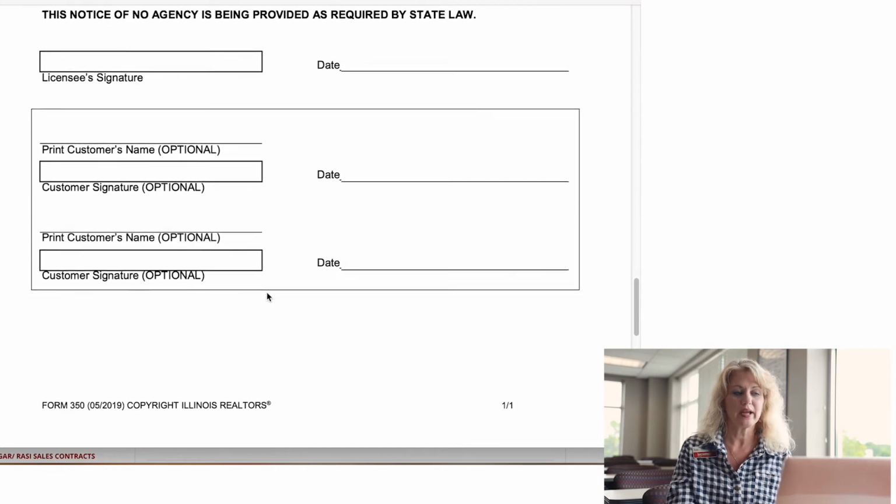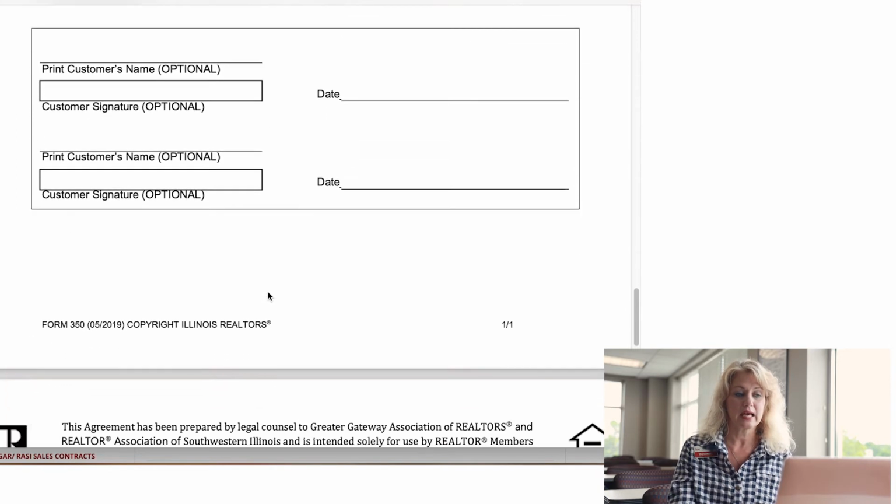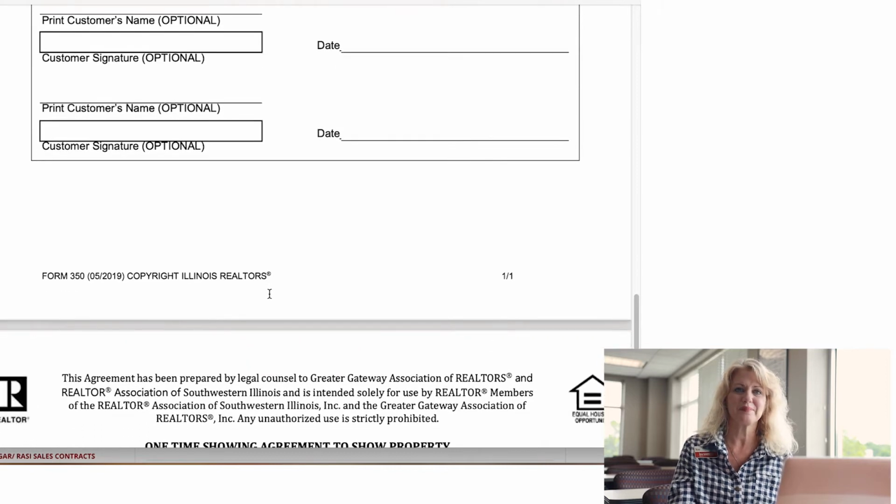So you have this no agency form signed by you and hopefully by the seller. The importance of that again is to establish that you are not representing that seller. So you have no agency relationship and no agency responsibilities in accordance with anything you communicate with them.